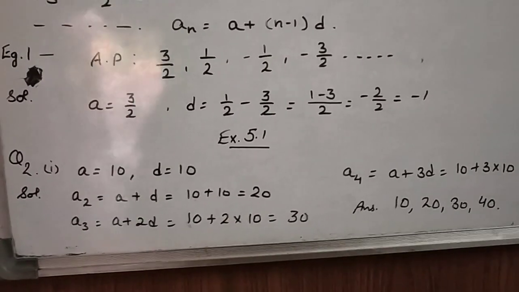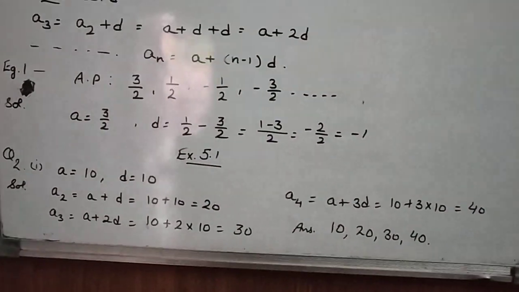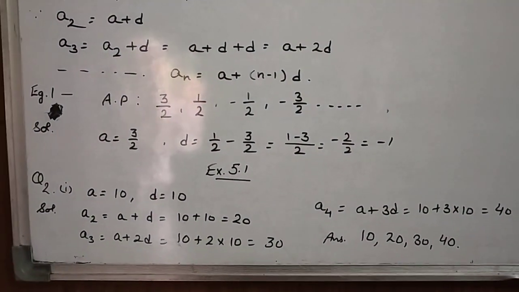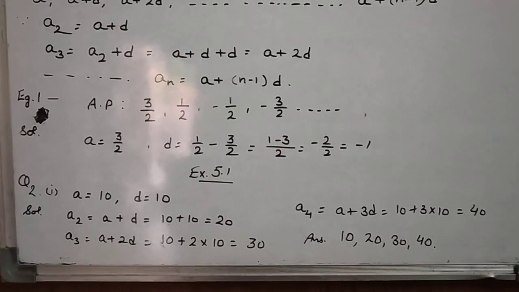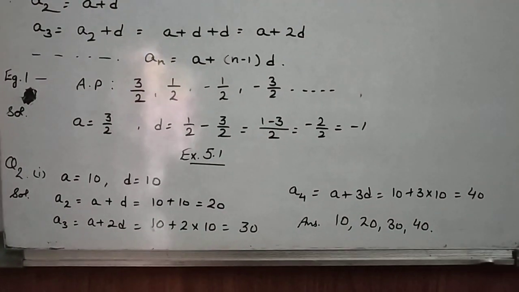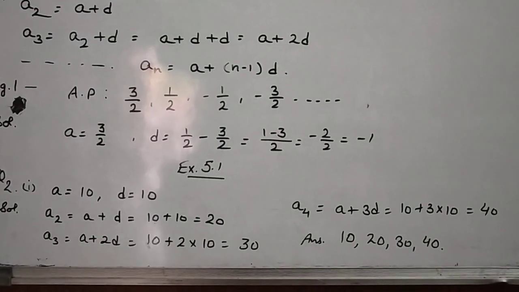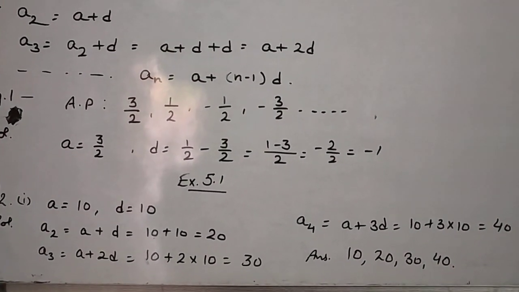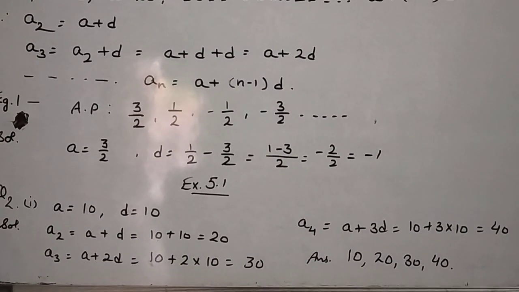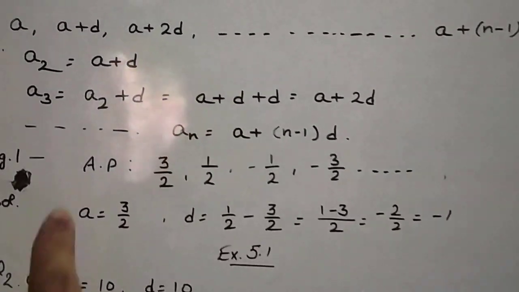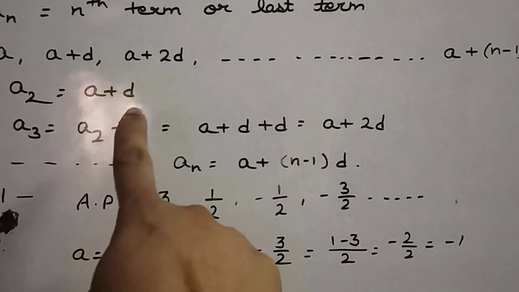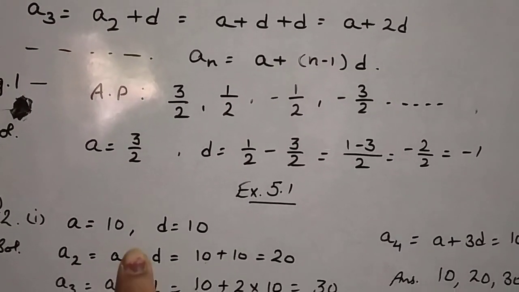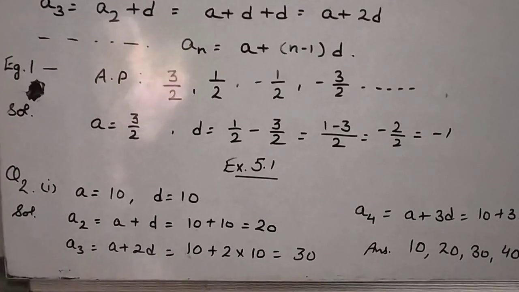Now let's come to your exercise. Exercise 5.1. First I am discussing the second question. Second question is given to you. A is equal to 10, D is equal to 10. We need to find here the first 4 terms. If A is 10 and D is 10, then obviously the second term will be A plus D. As we have discussed here, the second term is A plus D. So A2 is A plus D. So 10 plus 10, we have got here 20.